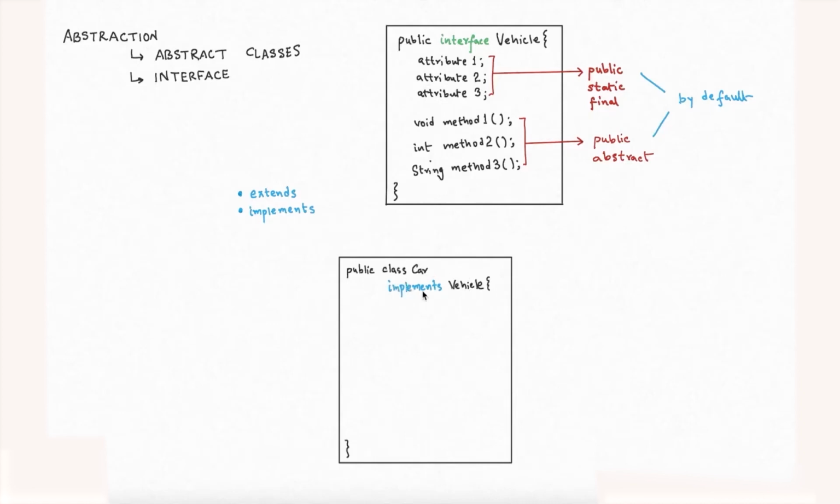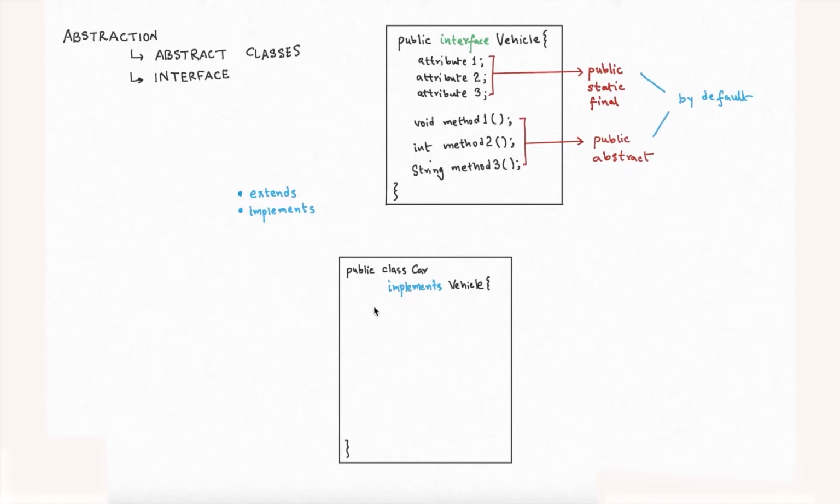Now, when this class implements this interface, this class gets access to all the attributes, which are public, static, and final. Each attribute is a public, static, final attribute. So attribute 1 is public, static, and final. Attribute 2 is public, static, and final, and so on. And this class will have access to those attributes. For methods, we will have the same mechanism as that of abstract classes. These methods are abstract methods. And if this class implements this interface, this class must implement these methods and provide the implementation code.